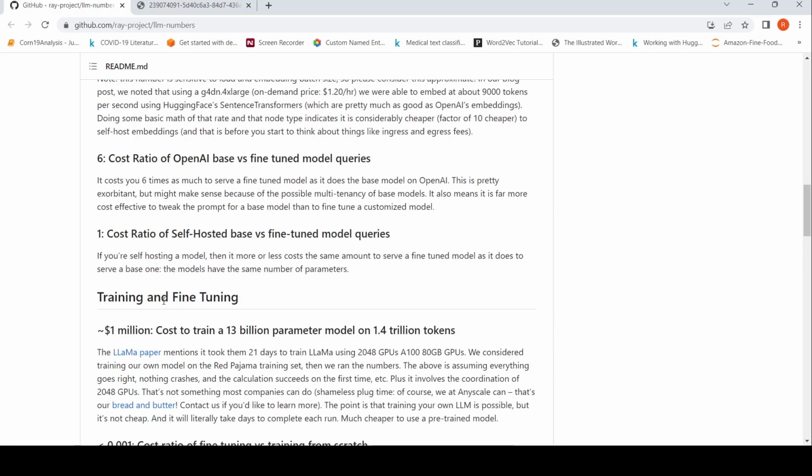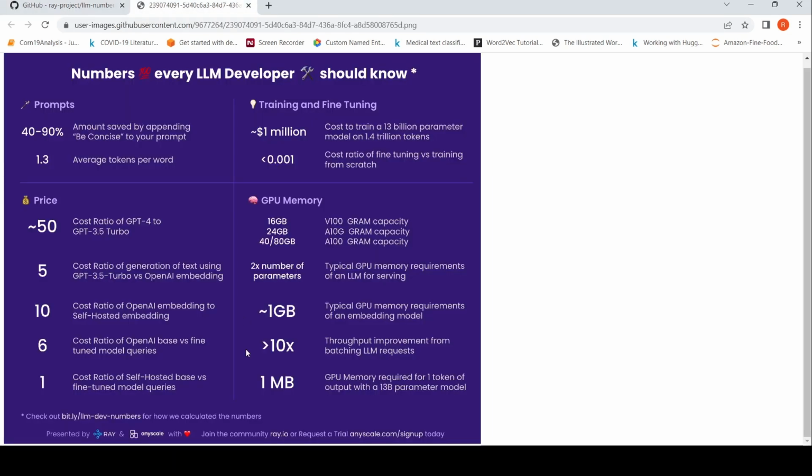The cost ratio of self-hosted base versus fine-tuned model queries is 1. If you are self-hosting a model, it more or less costs the same amount to serve a fine-tuned model as it does to serve a base one. The models have the same number of parameters. So that is the cost.